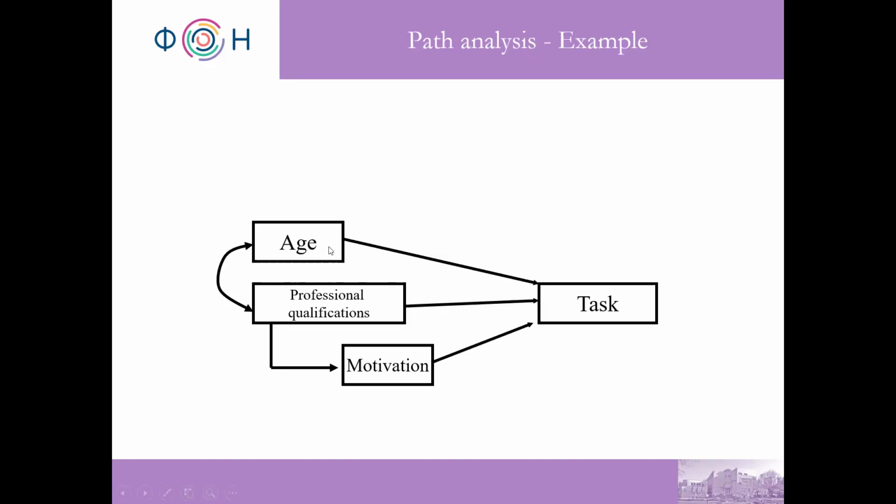What else? The model is such that we want to see how age, professional qualifications, and motivation impact our task. We also want to see how professional qualifications impact motivation. And what we have here is a two-sided relationship, the correlational relationship between age and professional qualifications. So in this model, it's a path model. All variables are measured. We have directional relationships as well as one correlational relationship.